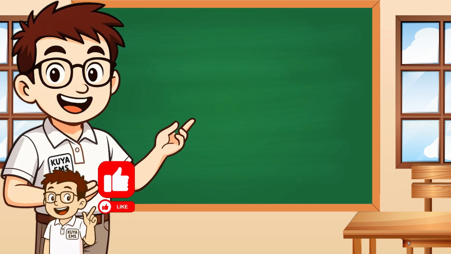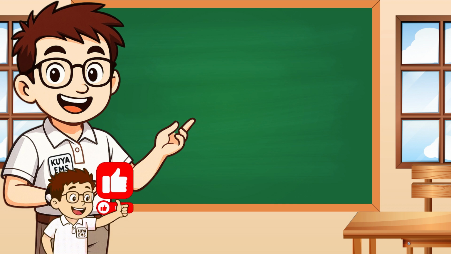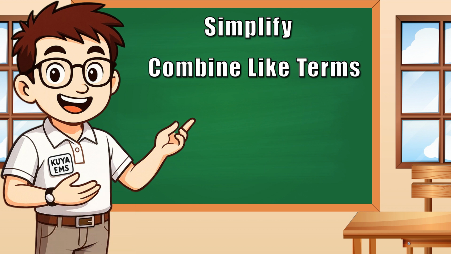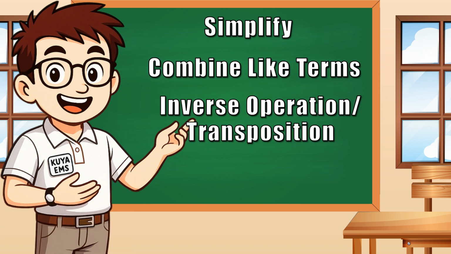Now let's review our multi-step strategy. Some of the things that we can do is to simplify both sides, combine like terms, use inverse operation to isolate the variable, and at the end, you can check your answer by using substitution. Always remember, take it one step at a time. You've got this.